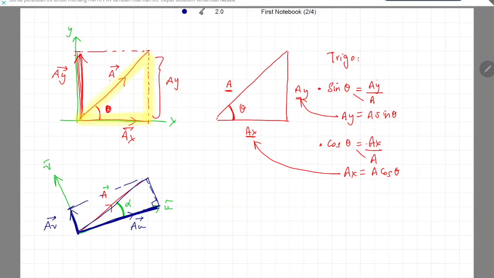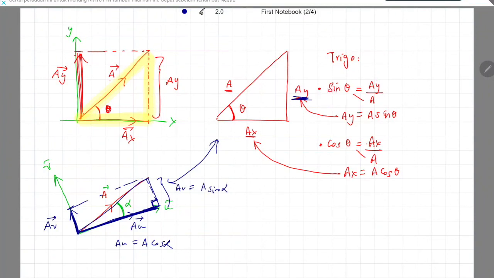Now again similarly, if I take this out, this is a triangle, right? This is a right-angled triangle. So we can apply the same thing over here. If you want to calculate the magnitude of AU, you simply use A cos alpha. Whereas for AV, it is actually the same as AY over here, whereby you use A sine alpha.